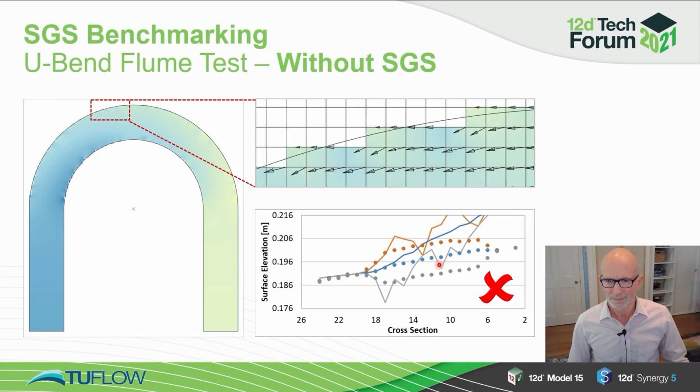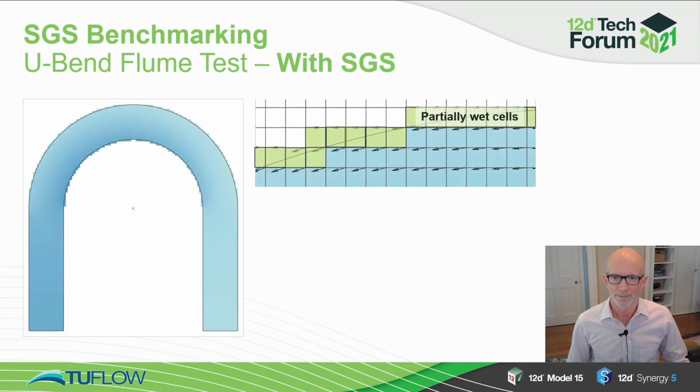And you can see the grey is on the inside of the bend and the blue is down the centre. And probably most importantly here is that the head drop across, the water level at the upstream end is much higher than what was measured. And that's because the water's finding it harder to work around this bend. So it needs a higher water level, a higher energy level to push that water around the bend in the model. Now let's see what happens if we run this with subgrid sampling on.